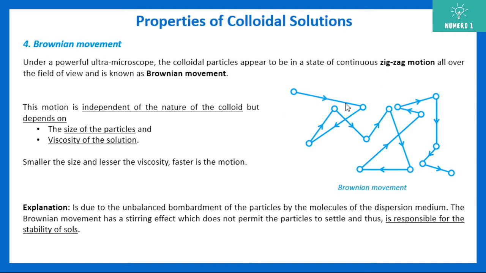This is also responsible for the stability of the sol. Also, the smaller the size and the lesser the viscosity, the faster is the motion. If viscosity is low and particle size is small, the motion is going to be faster. The explanation is the unbalanced bombardment of particles by molecules of the dispersion medium. The Brownian movement has a stirring effect, so it is always stirring, which does not permit the particles to settle, and thus it is responsible for the stability of the sol.